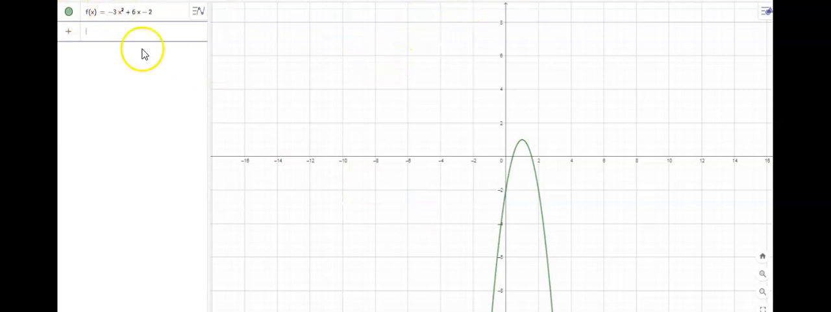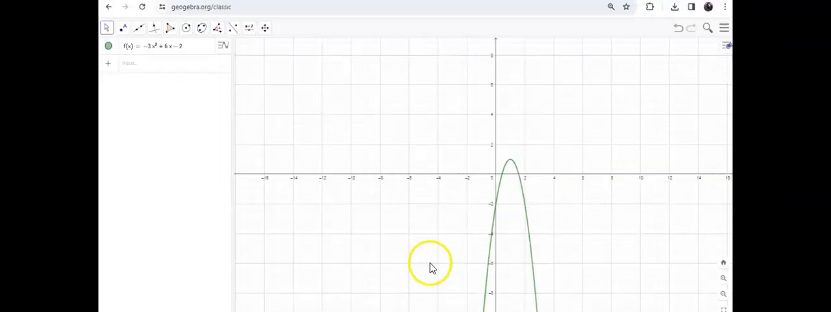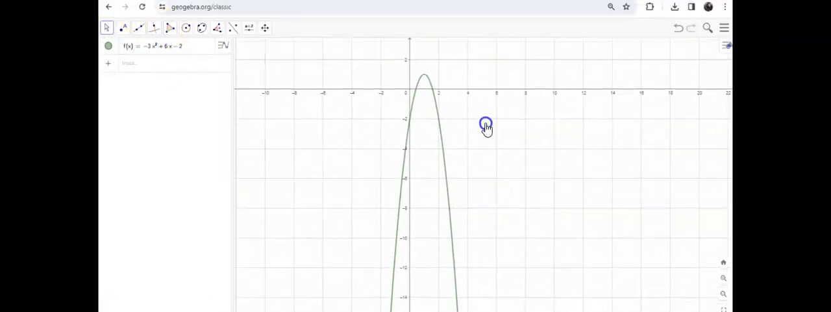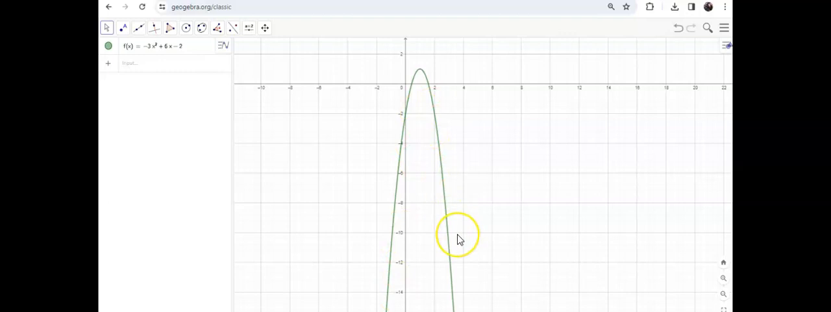Okay, so f of x. There. Alright, so GeoGebra helped us visualize. Alright, so we have a graph that opens downward. We have a parabola that opens downward.